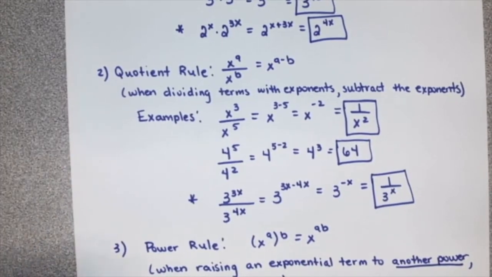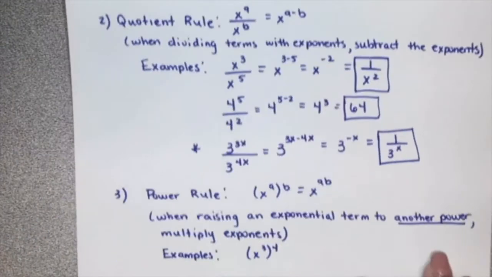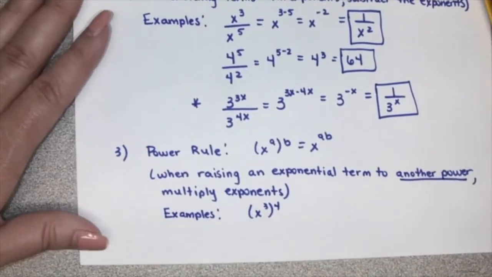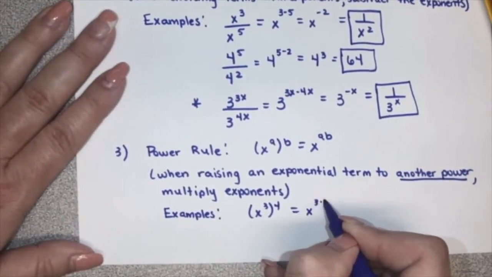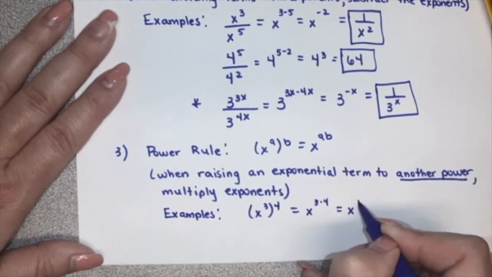The old school version might look something like this. X cubed, but then to the 4th. So I would do what with those exponents? Multiply them, so it would just be x to the 12th.